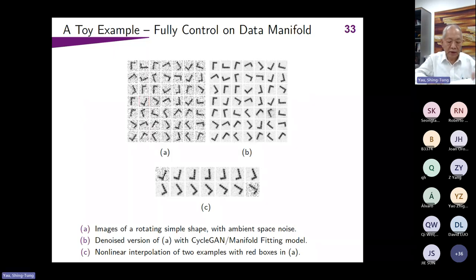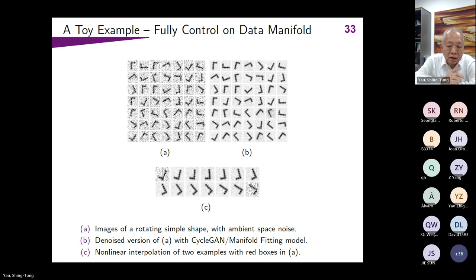Here is a simple toy example of this model. We generate the image of an L shape by rotating it in a 2D plane. The clean images should form a one dimensional manifold, although they have hundreds of pixels. Then we add white noise to the clean images. Panel A presents some examples. We can use the learned generators to denoise them. Panel B shows the corresponding images. And for the two images with black box in A, we can also use the generators to generate some nonlinear interpolation between them, which is the sequence in panel C.